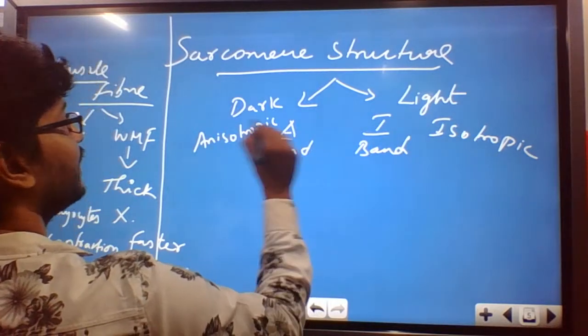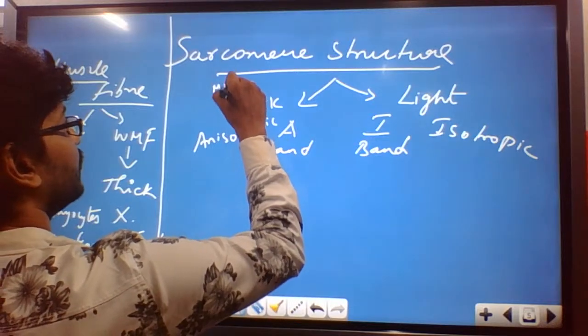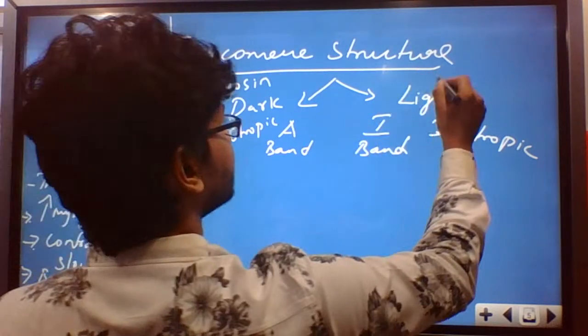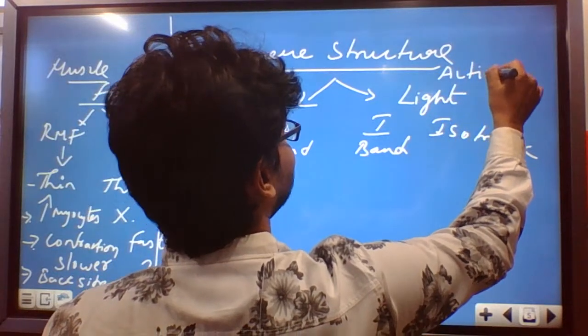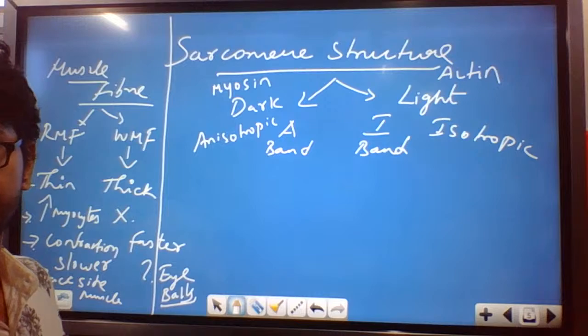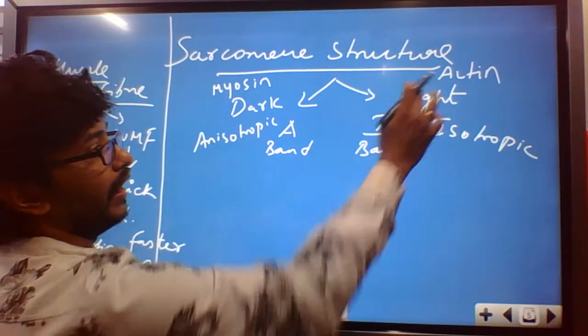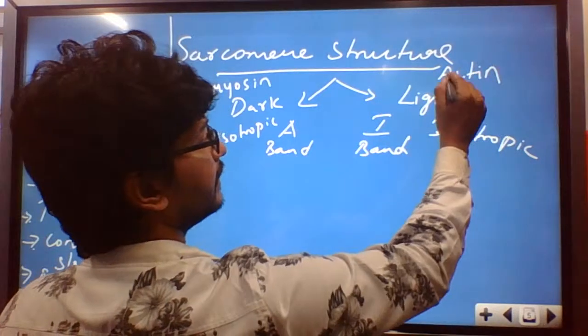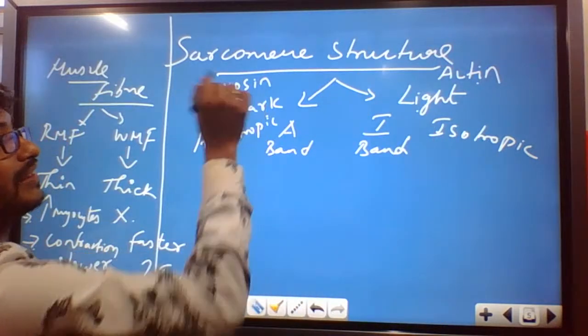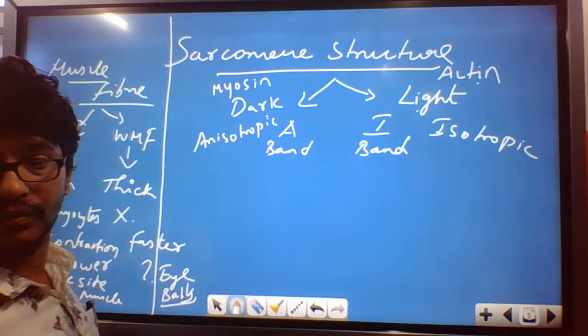So what does the A band consist of? The A band consists of a protein called myosin. The I band consists of a protein called actin. The I band is light because of the actin protein. The A band is dark because of the myosin protein.